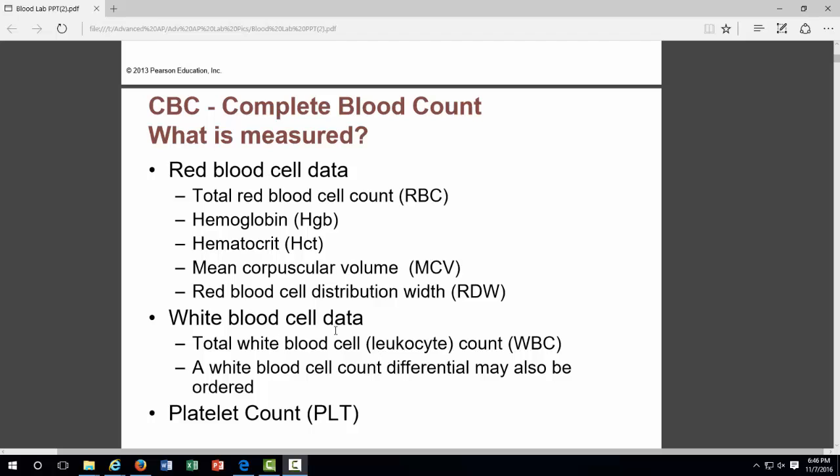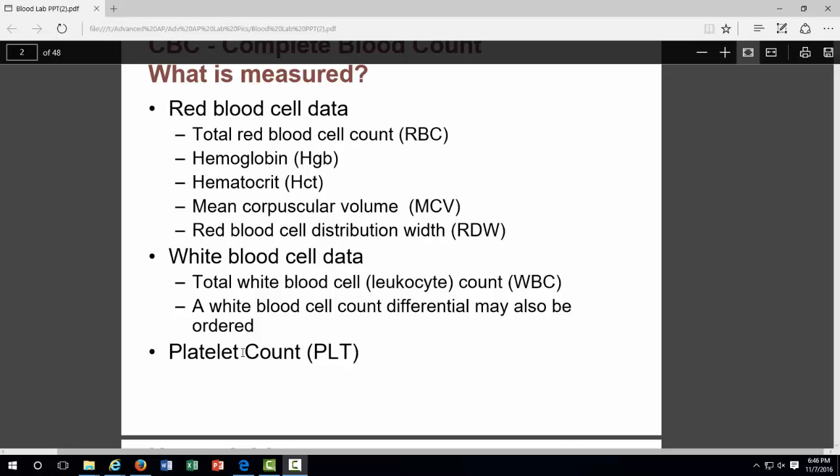And then white blood cell data is looking at the total white blood cell count. And there might be a differential. What a differential means is that you want to look at not only the total white blood cell count, but specifically the numbers of the different white blood cells. So if you look at your objectives number 5, it gives you different percentages of the different white blood cells. That's what a differential would provide information about: are there elevated neutrophils versus basophils versus monocytes or lymphocytes? So they would look at specifically the different types of white blood cells and what those counts are. And then a platelet count.